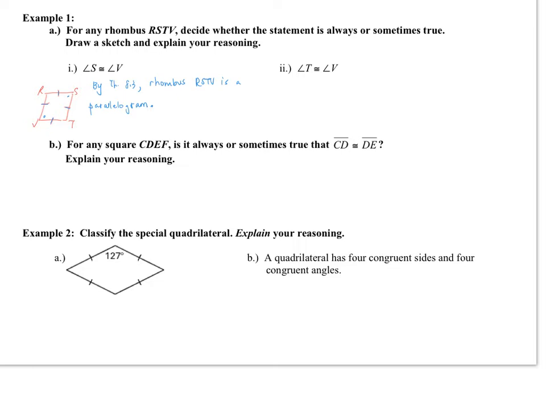And by theorem 8.4, if RSTV is a parallelogram, then the opposite angles must be congruent. Then angle S must be congruent to angle V. So we would say always.